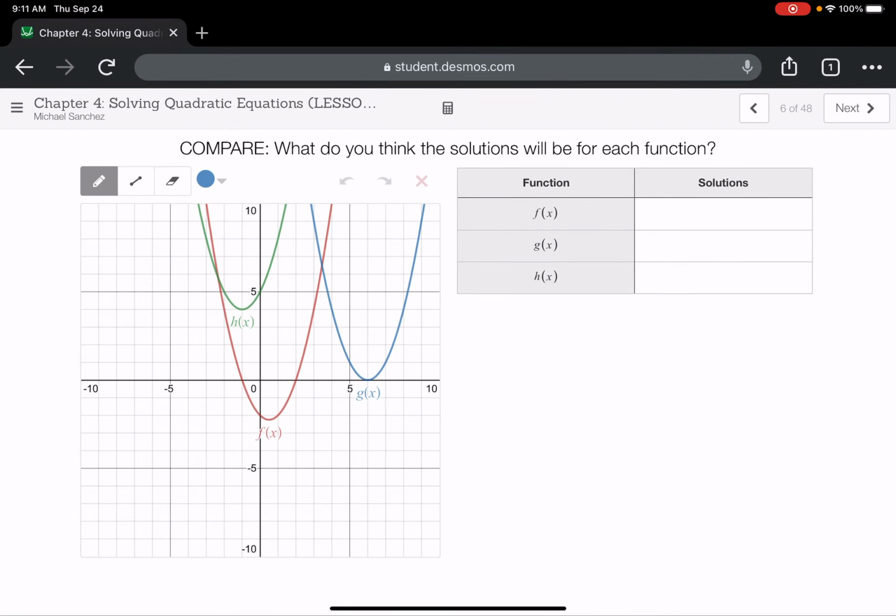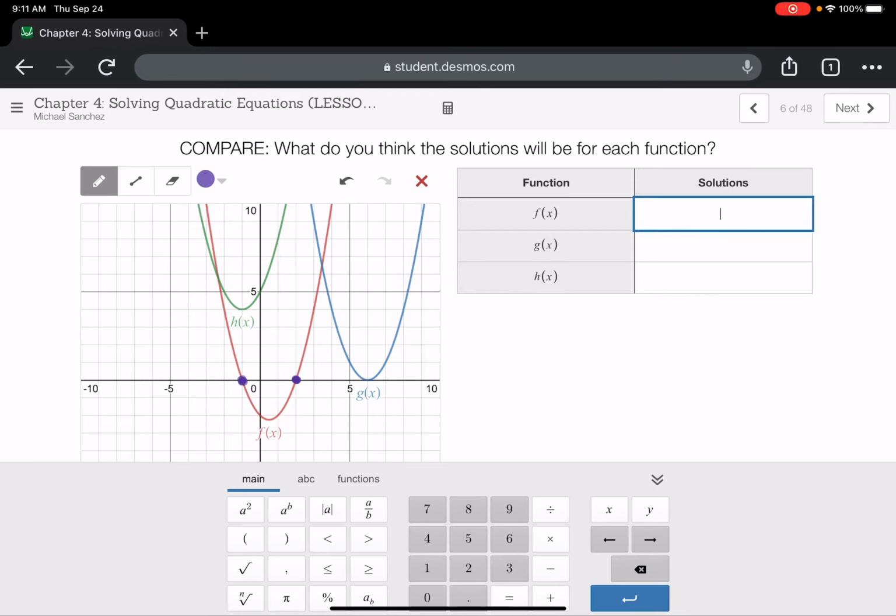If we see this graph here, we have three different parabolas, and all three are slightly different. If we look at our f of x function, the red function, we can see that this graph crosses the x-axis at 2 different points. So this graph will have 2 solutions, both of the numbers where the parabola crosses the x-axis. The solutions for f of x would be -1 and +2.